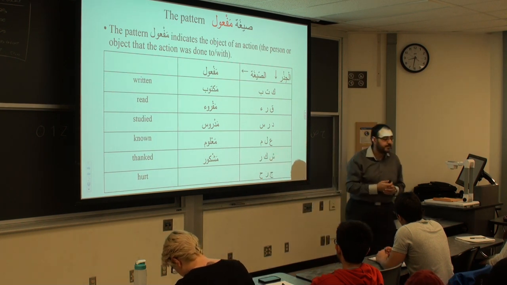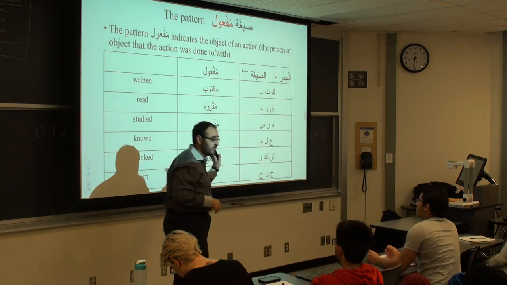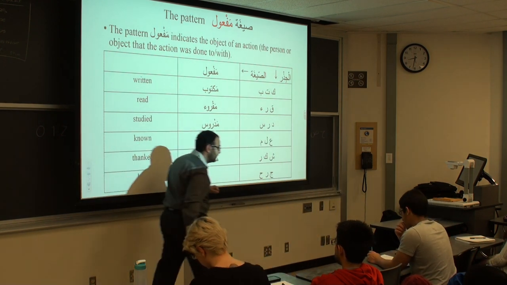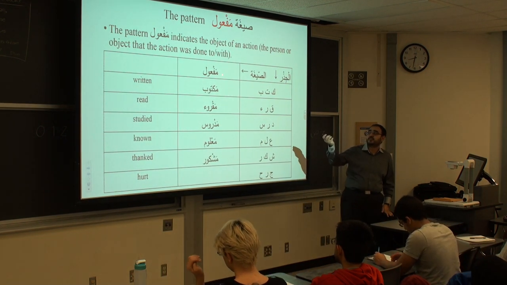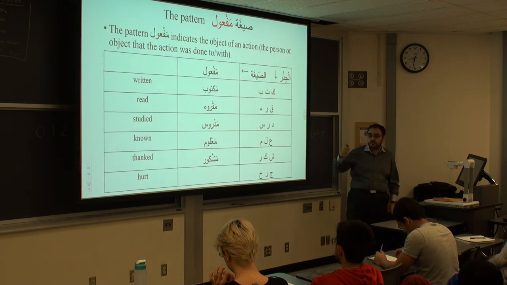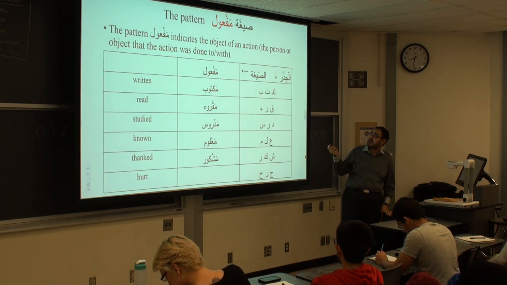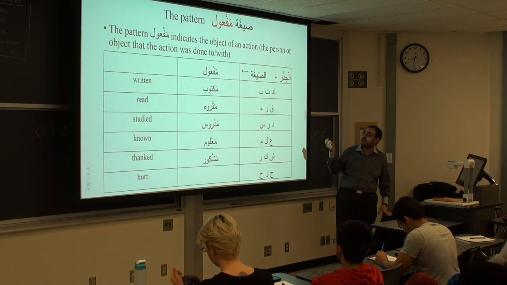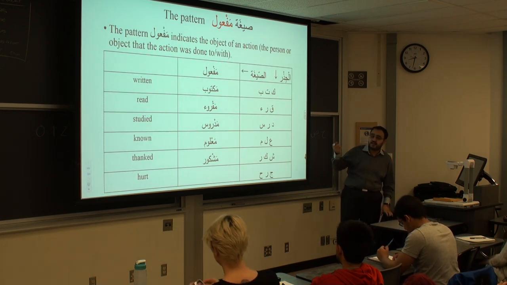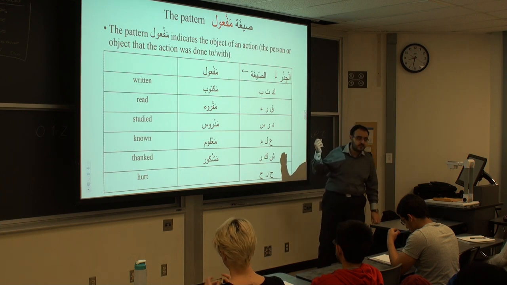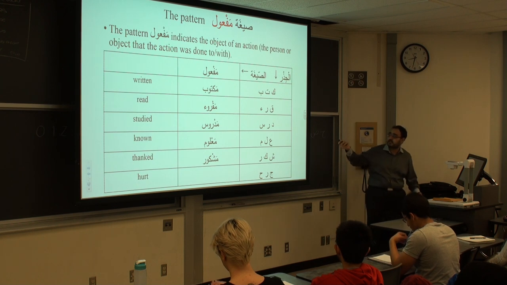Would those still function as nouns? These are still nouns. So the first one is maktoub. It's the pattern maf'ul, so it's the object, called ism al-maf'ul, or the noun of the object. And what's the action? It's the action of writing, so it will be the object of the action of writing, i.e. the written. Is this part clear? Okay, next one.